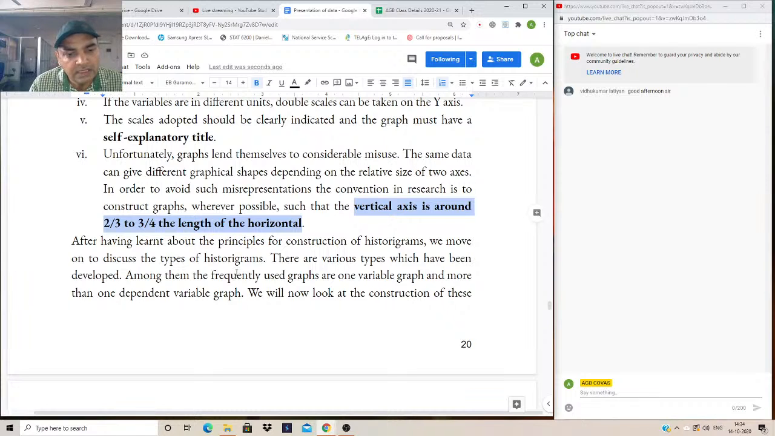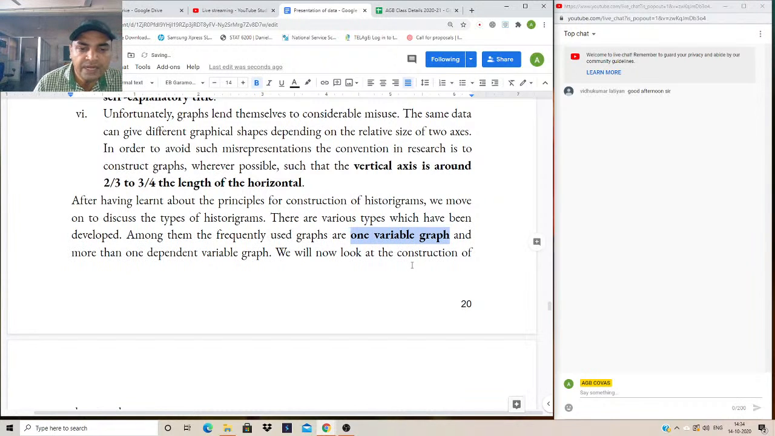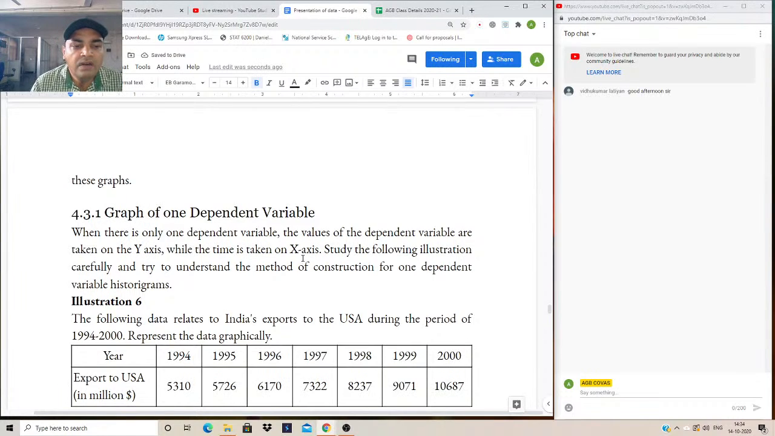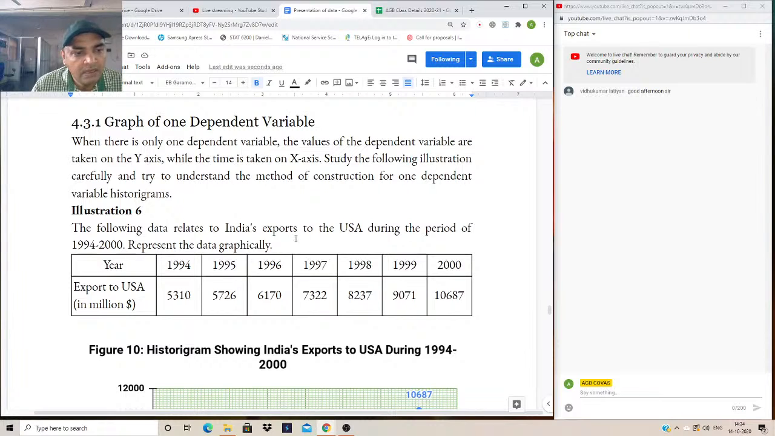After you learn these principles, now we will move on to discuss the types of histograms. There are different types of histograms, and various types have been developed. Among them, the frequently used graphs are one-variable graphs, and graphs with more than one variable are also made. So now we will look at the graph of one dependent variable. Let us see an example in illustration 6.